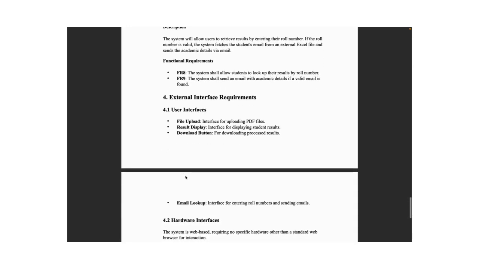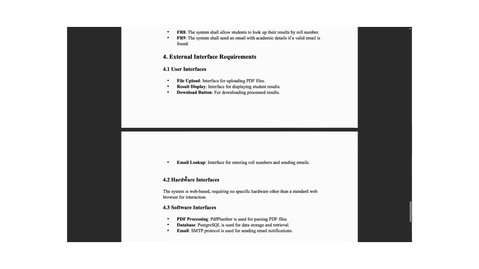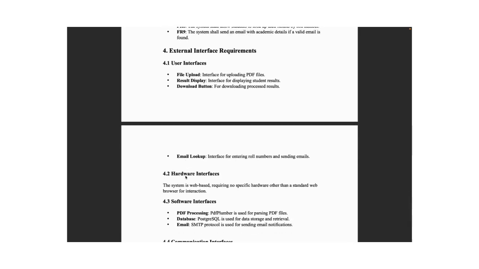Now, for the external interface requirements, the first one is the user interface, which is what a user is going to deal with. It contains the file upload part, result display, and a download button. The download button is the one through which you can download the CSV file for reference. Result display is already discussed above, and file upload is also discussed above in the SRS document.